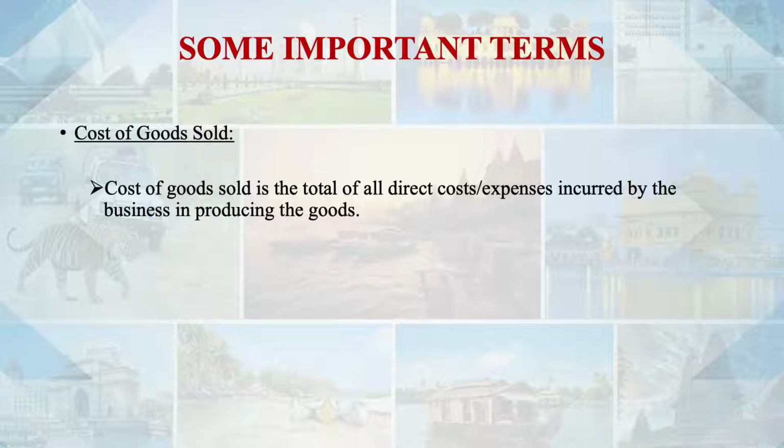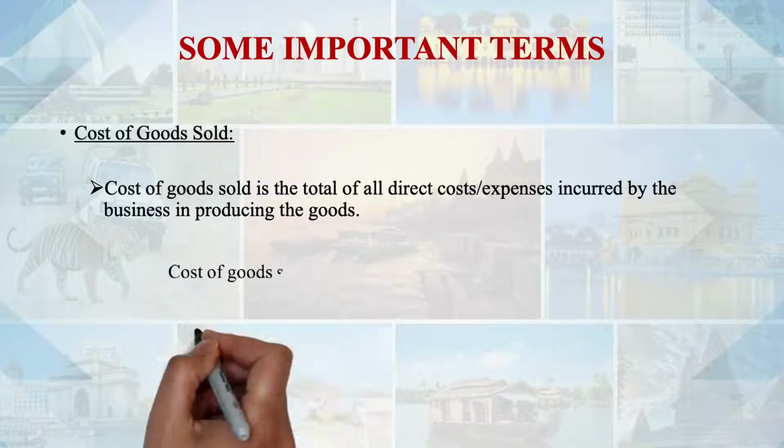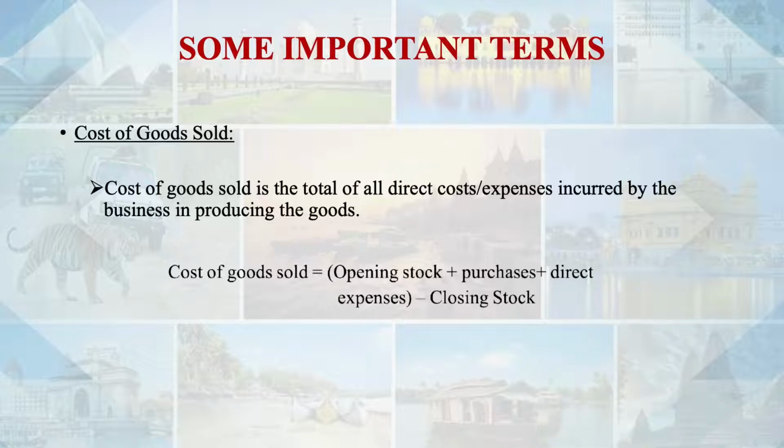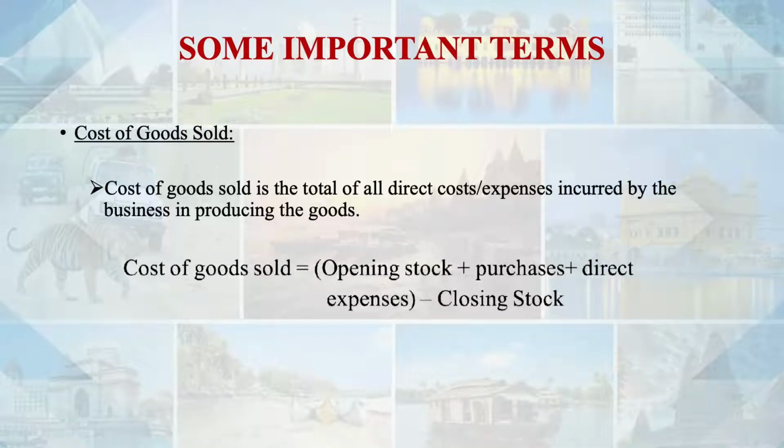So how to calculate that? The formula to calculate the cost of goods sold is that you add the opening stock. Now this opening stock is the opening stock of raw materials when we are calculating the cost of goods sold. Then we add purchases. This is a raw material purchase, and we add all the direct expenses.